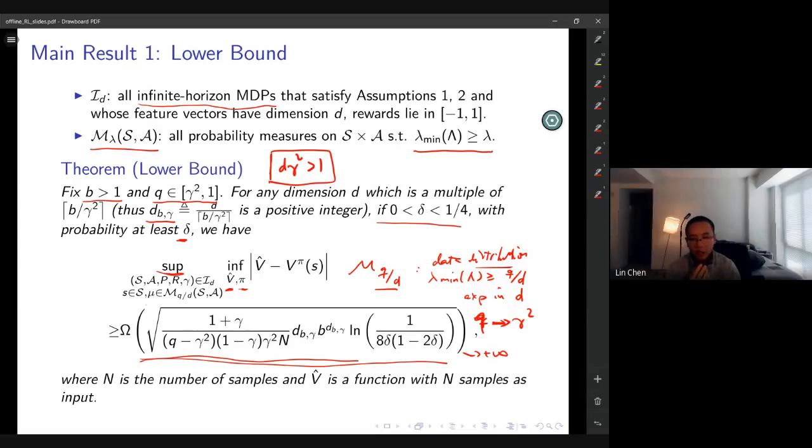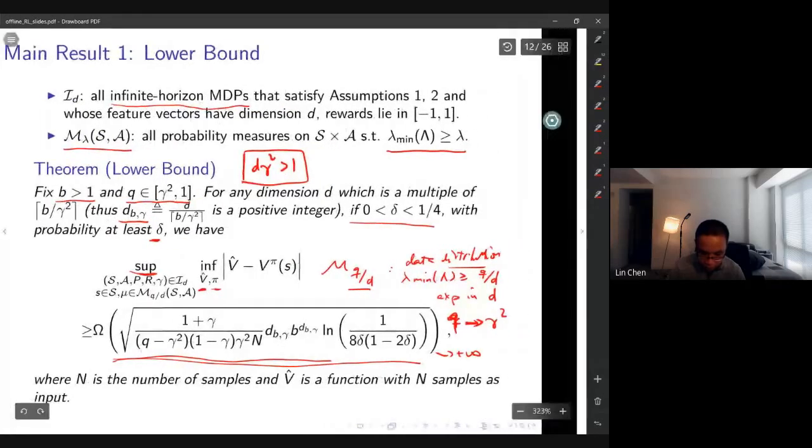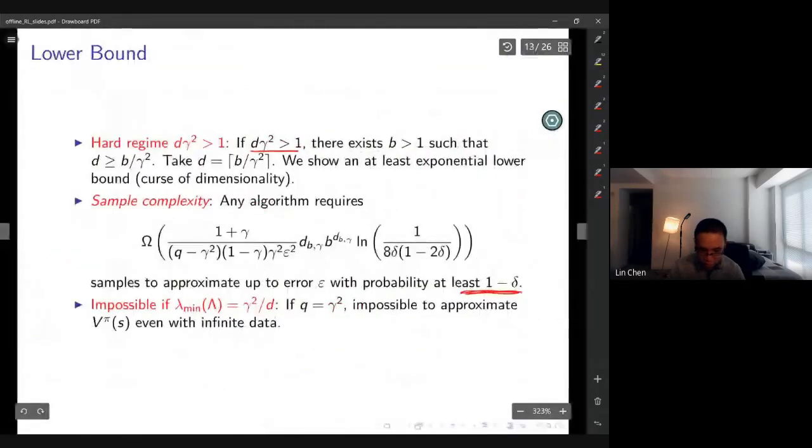Yeah, I think it will become more clear when I present my hard instance later. Yep. Yeah, thank you for the great point. Let's see our hard instance later.